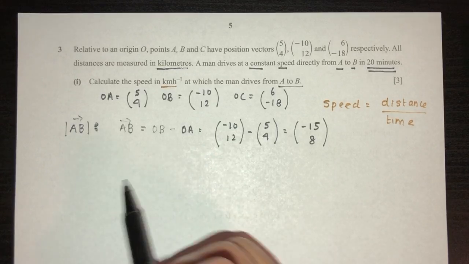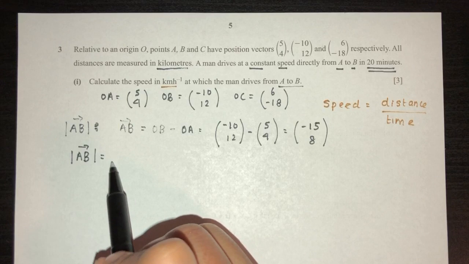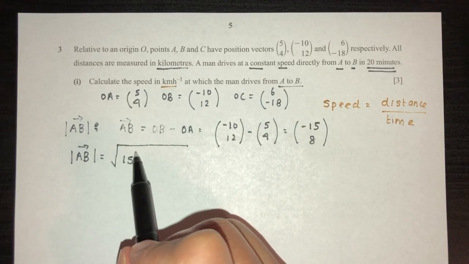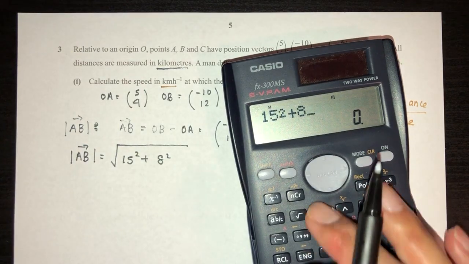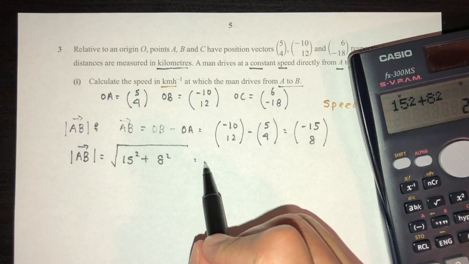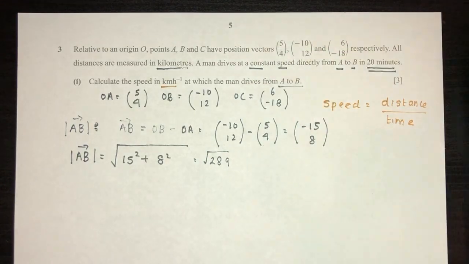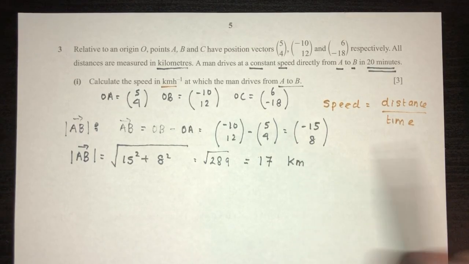So now we have to find the distance, which is the magnitude of AB, by using a formula, that will be the square root of the first number squared, 15 squared, plus 8 squared. That will be the square root of 289, which is equal to what? 17. So the distance AB is 17 kilometers.